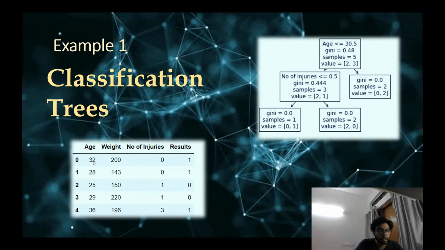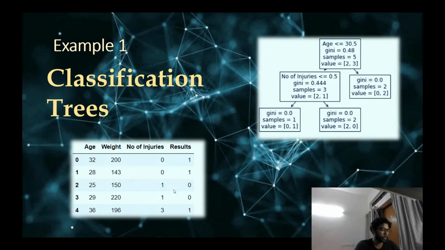So you have 5 data points in which you are given data of age. Let's assume that these are 5 different cricketers, and their age is given, their weight is given, and the number of injuries they had is given. Now the results indicate whether they are being selected in the team or not. For example, if the result is 1, that means they are selected in the team. If the result is 0, that means they are not selected in the team, right?